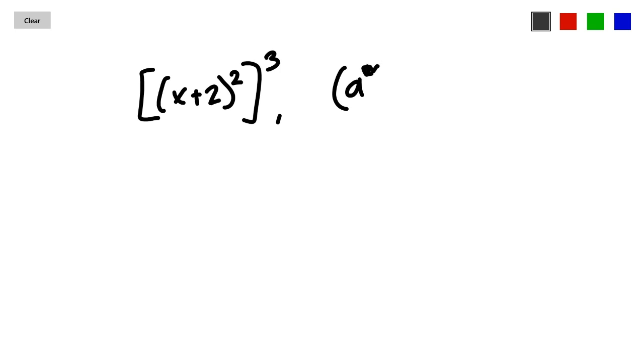Let's say that I had the term (x plus 2) squared raised to the 3rd power. So I have the term (x plus 2) squared inside the brackets. So what I'm going to do is raise this entire thing to the 3rd power. And we're going to use the rule that if you have some number raised to some power and you raise it to another power, this is equal to that number raised to the product of the two powers. So in this case, I have (x plus 2) squared, and I'm raising that to the 3rd power. And 2 times 3 gives me 6. So what I'm left with is (x plus 2) raised to the 6th power.